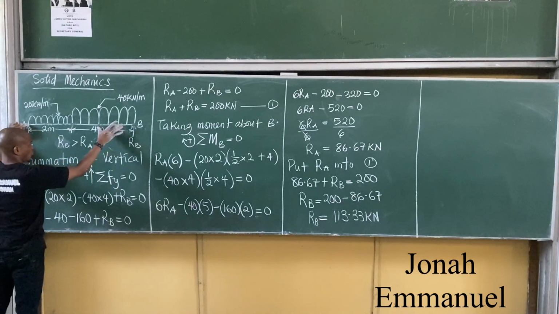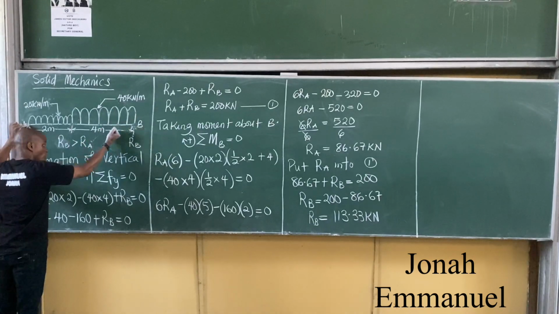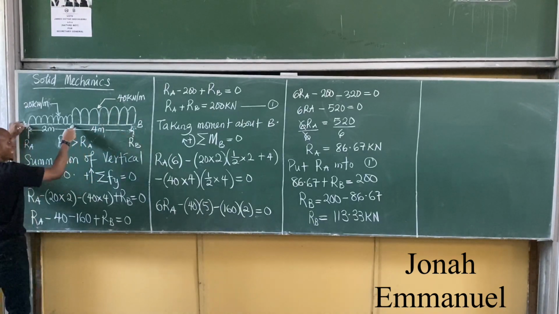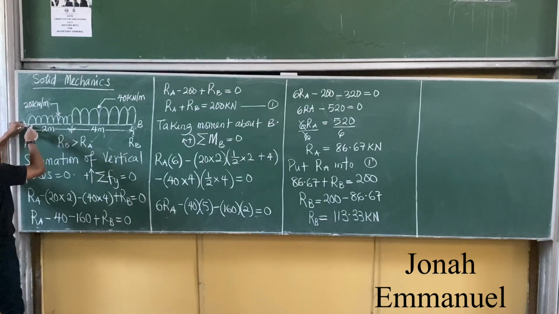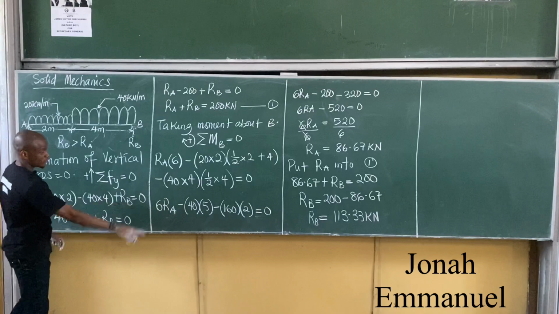For this one here, how do you solve this? 40 times 4. That's the force. Distance becomes what there? Half of this length from here to here. Will I add the length there? Yes. Plus what again there? 2 plus 2. That's it. Then minus RB times what there? 6. You do it, you have the same answer.